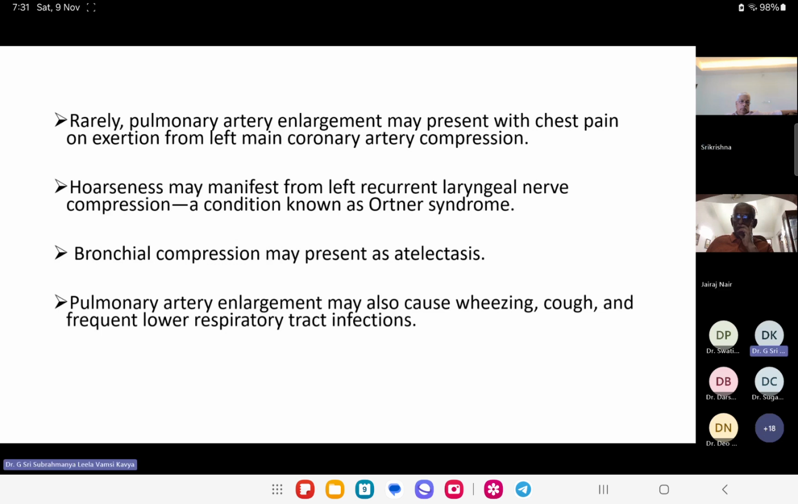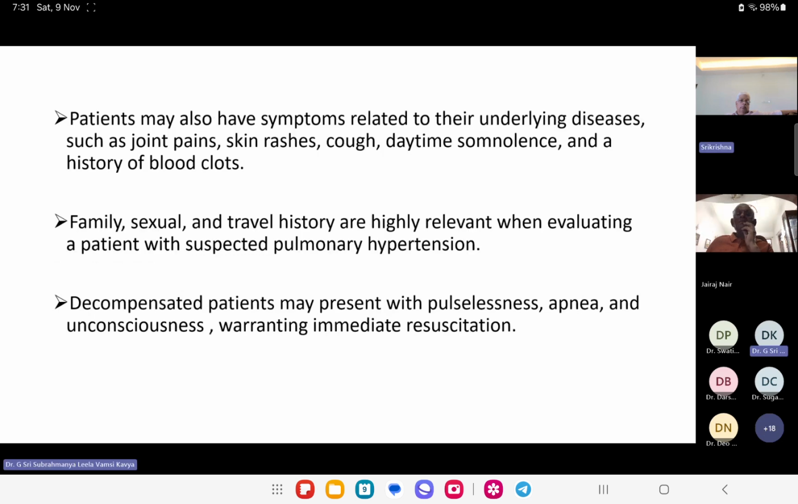Patients may also have symptoms related to their underlying diseases such as joint pain, skin rashes, cough, daytime somnolence, and a history of blood clots. Family, sexual, and travel history are highly relevant when evaluating a patient with suspected pulmonary hypertension. Decompensated patients may present with pulselessness, apnea, and unconsciousness, warranting immediate resuscitation.